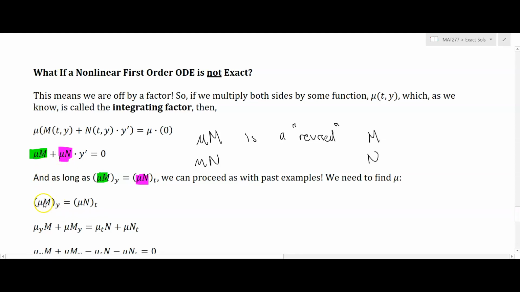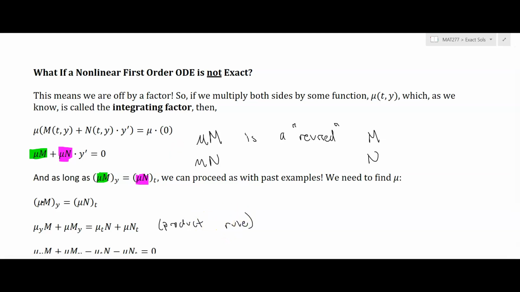Well, this is a product of two functions that both involve y potentially. So f prime g plus f g prime, using the product rule: the derivative of mu with respect to y times M, plus mu times the derivative of M with respect to y. Now the derivative of mu times N is the derivative of mu with respect to t times N plus mu times the derivative of N with respect to t. And this is just the product rule right here.